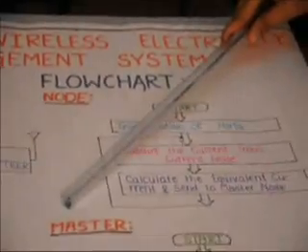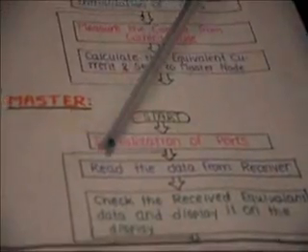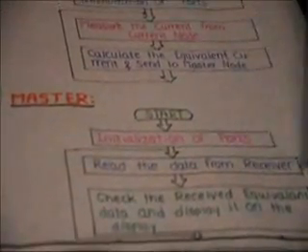Next, the master node. The first step is initialization of ports, carried out for P0, P1, P2 and P3. After that, read the data from the receiver. The next step is to check the received equivalent data and display it on the display. This step is carried out again and again in the master node flowchart.